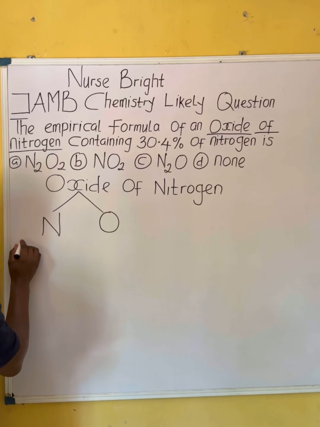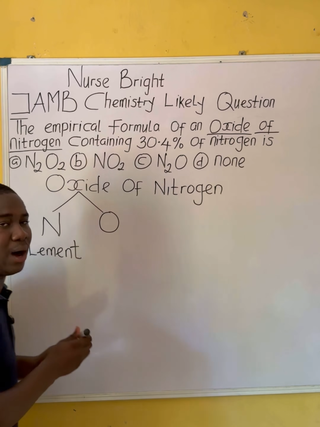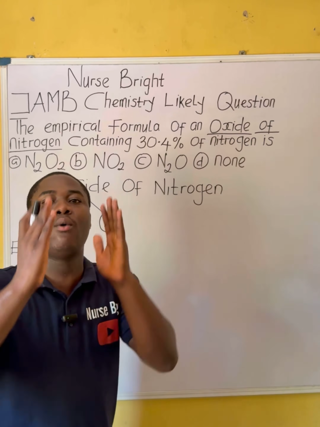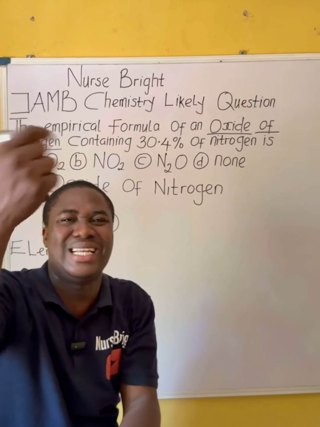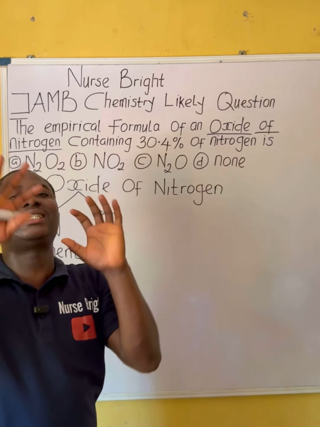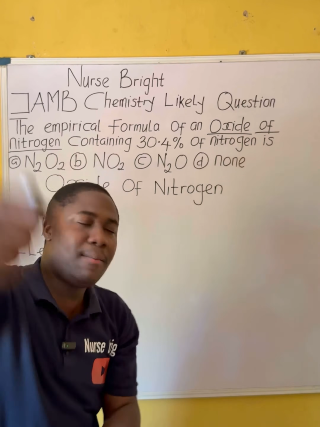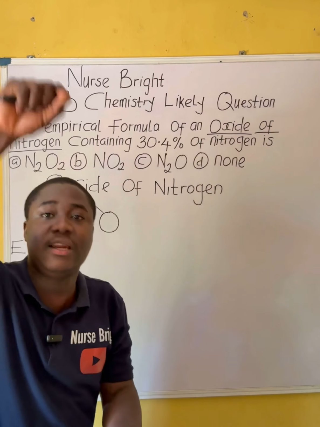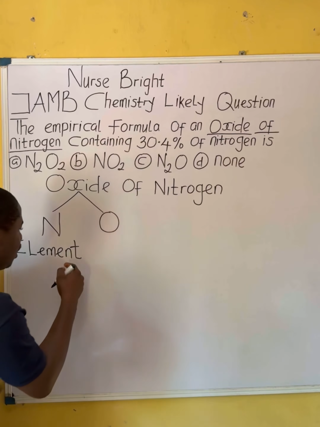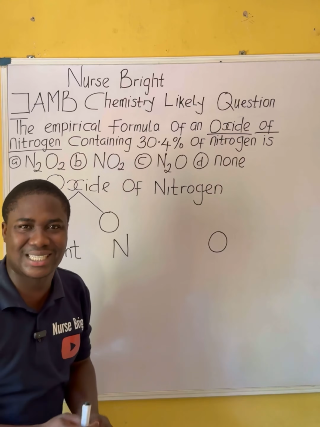The first thing to do is simply to write out the elements that are present in the compound. In other kinds of questions on empirical formula, they will just give us the elements that are present. But in this case, they gave us indirectly. They just said that this compound is simply oxide of nitrogen. So as a student, you should know that the elements present in this compound, because you need that information to solve the empirical formula, are nitrogen and oxygen. So the elements are, number one, nitrogen, and the other is oxygen. This is the first thing you do.